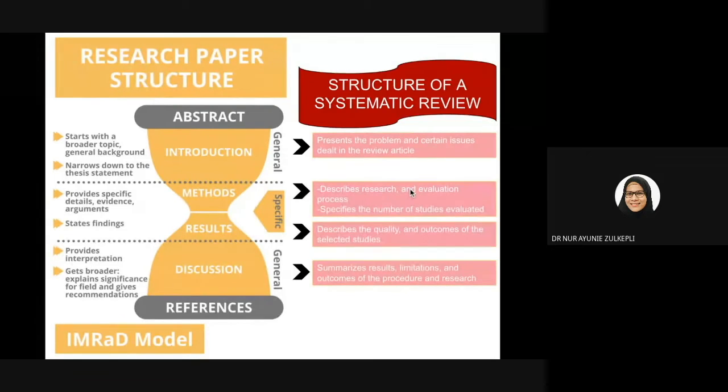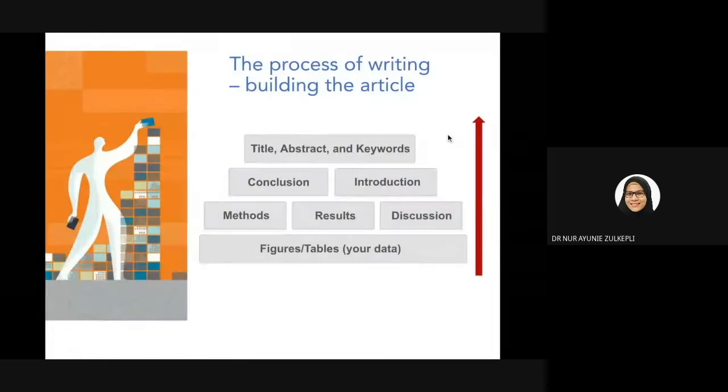As for method, it usually describes the research and evaluation process, and also specifies the number of studies that are evaluated. As for result, it describes the quality outcomes of the selected studies, for example, and then you come with the discussion or conclusion to summarize the result, limitation, and outcomes, or maybe future research or your recommendation, right? That is the structure.